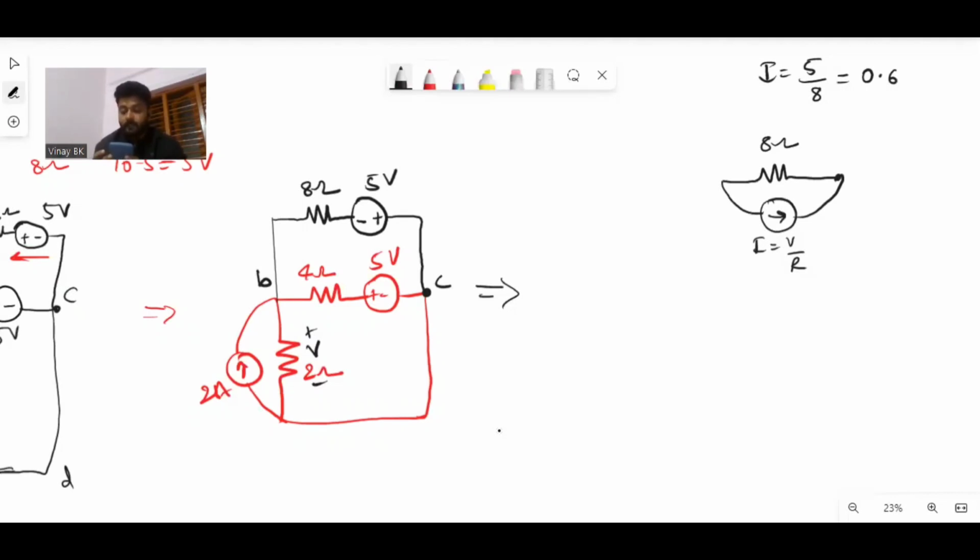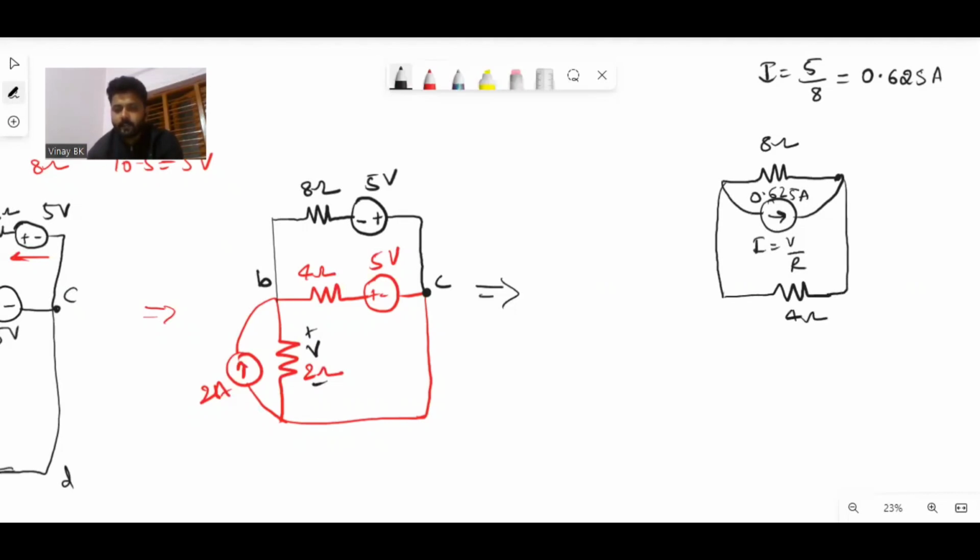5 by 8 is 0.625 amperes. I'll write it here. Current is 0.625 amperes. And one more branch, I'll write it here. 4 ohm resistor.